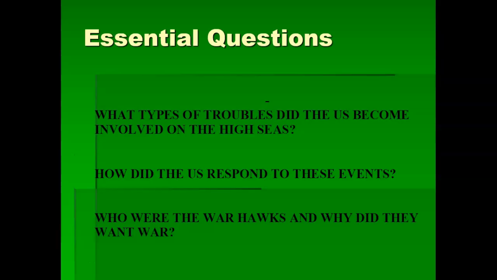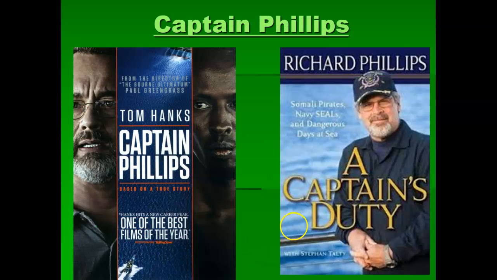So here are essential questions. What types of troubles do the United States become involved in on the high seas? How does the U.S. respond? And then finally at the end they switch and start talking about domestic issues like the War Hawks and why they wanted war.